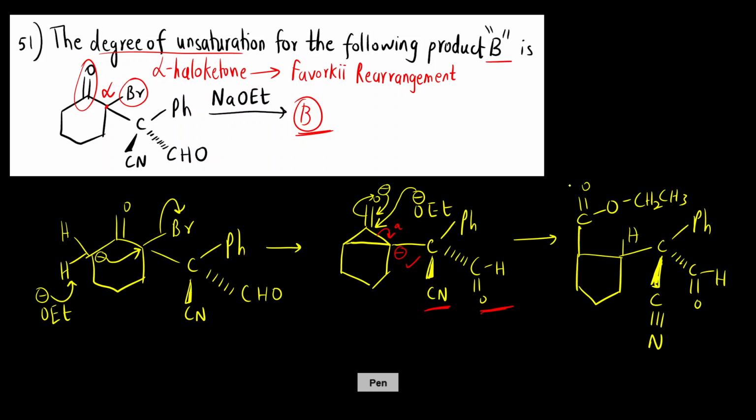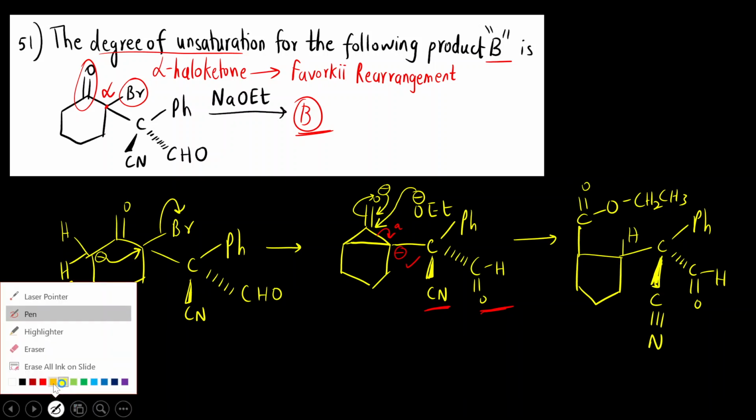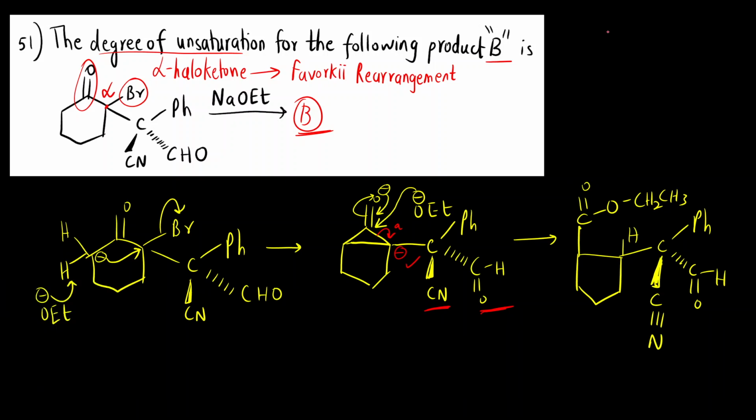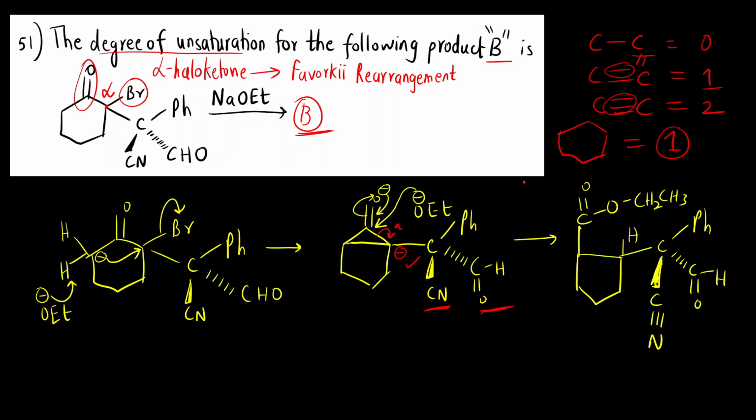Now we have to find out the degree of unsaturation. Before finding out the degree of unsaturation, I want you to tell me the degree of unsaturation in this. For saturated bonds, that is alkane, degree of unsaturation is 0. C double bond C, there is 1 pi bond, so degree of unsaturation is 1. In C triple bond C, there are 2 pi bonds, so degree of unsaturation is 2. Similarly, for one ring, the degree of unsaturation is 1.